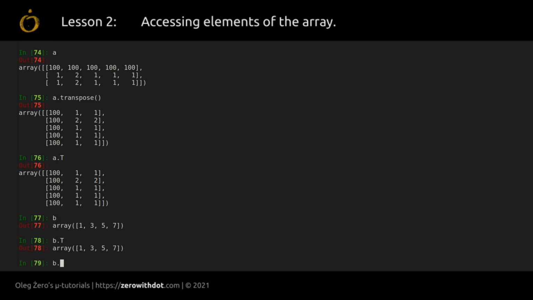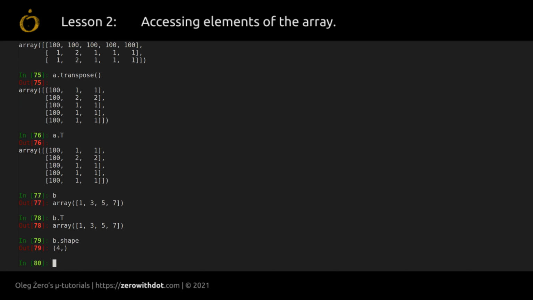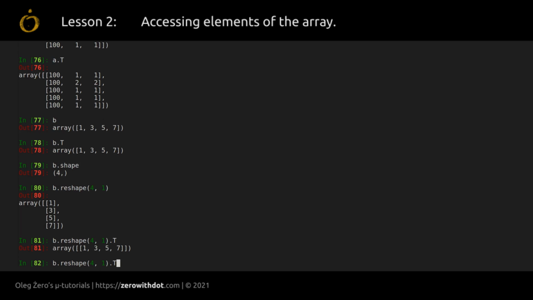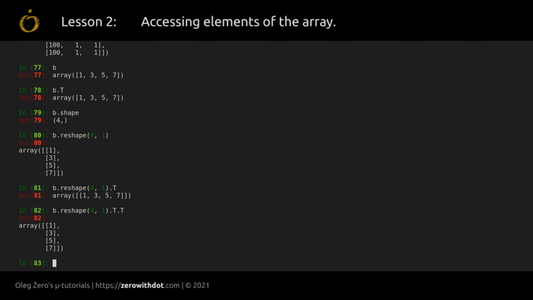And the reason for it not to work is because this shape is 4, it's not 4 by 1. So if we do B reshape 4 by 1, that array will be able to transpose. Okay, so this is a very important thing, because mathematically these two objects will be treated differently.